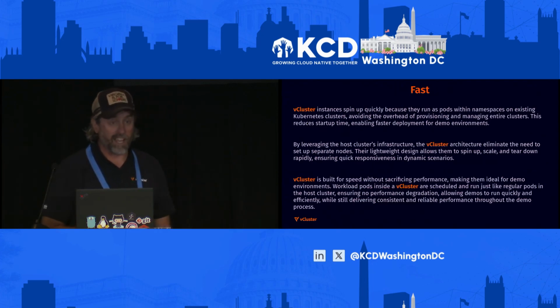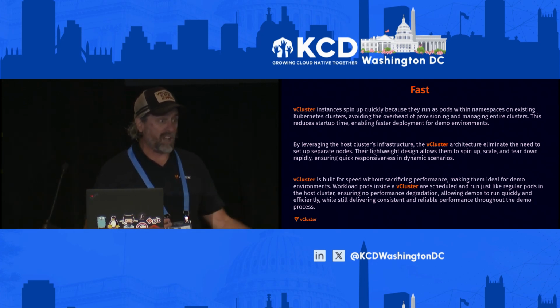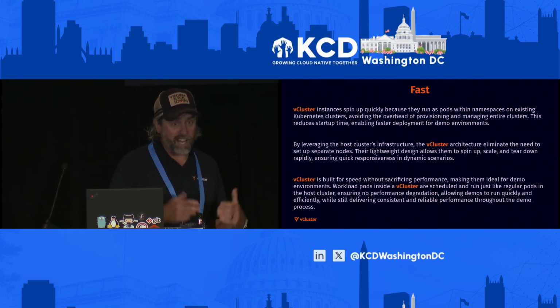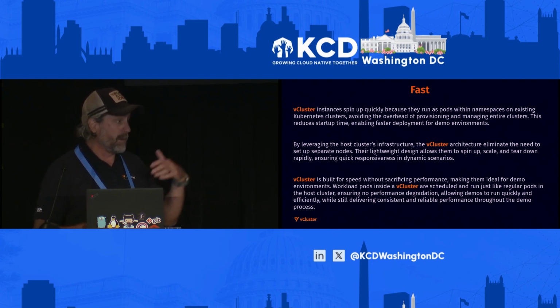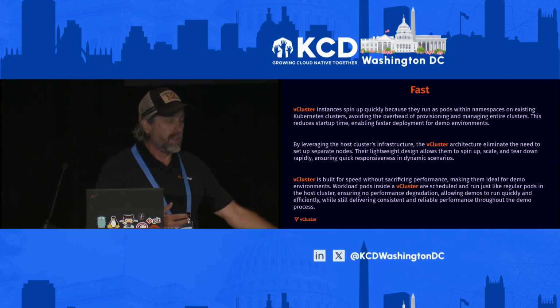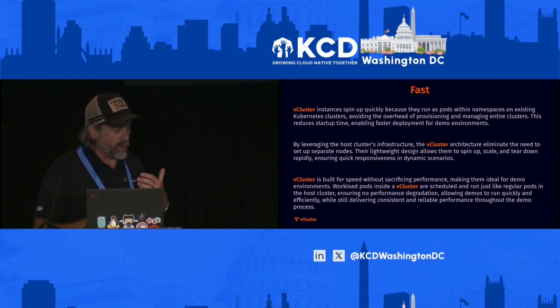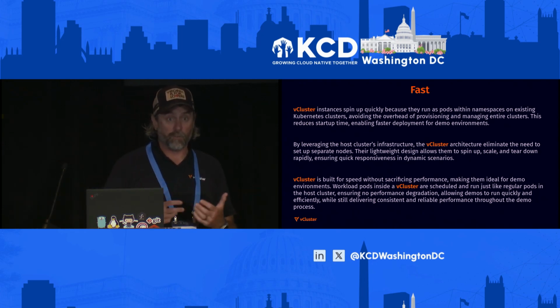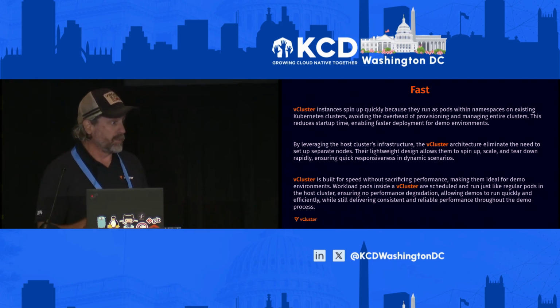They're fast. Because it's just a pod, the vCluster spins up in a minute or less. Then whatever additional workloads you have are also just pods running in that vCluster. The architecture eliminates the need to have separate nodes, and that's one thing that makes it fast. You're not spinning up a bunch of new nodes. It's just reusing capacity in your existing node pools. It's built for speed because the workloads are synced from the vCluster to the underlying host cluster. They run without any performance degradation. You're not losing any performance by running your demo in a vCluster versus running it directly on the physical cluster.